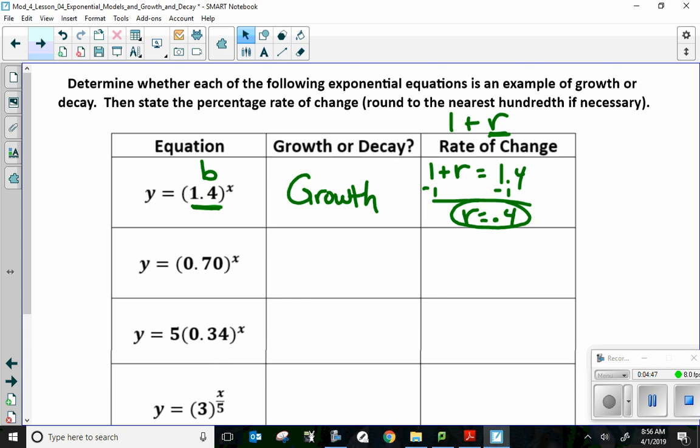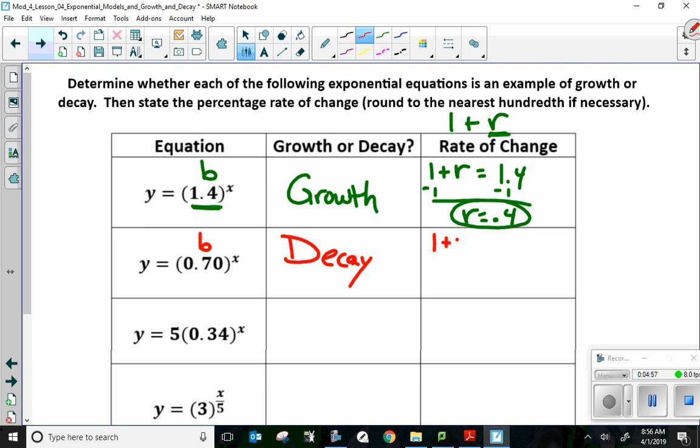Now let's look at the next one. This is obviously my b value. It's decay, because that is less than 1. Now if I take 1 plus r, and I set it equal to 0.7, if I subtract 1, my r equals negative 0.3. And that's it. Your rate of decay is, I guess they can really say that rates should really not be negative. If this was a problem, they would say your rate is decaying by 0.3.